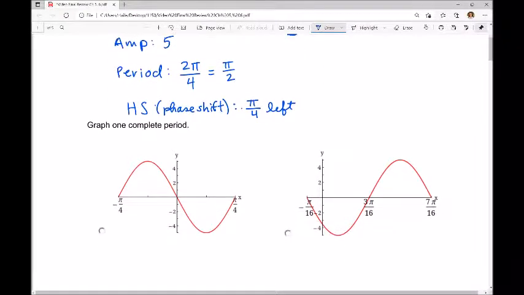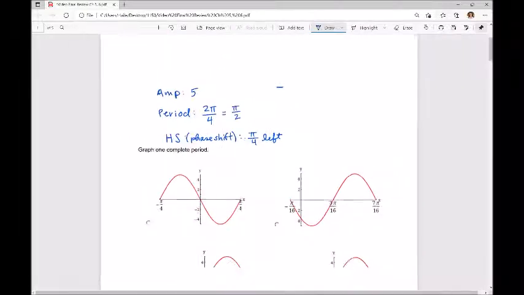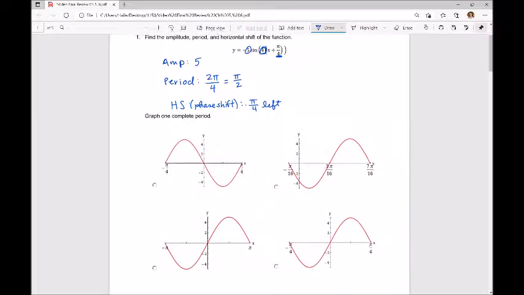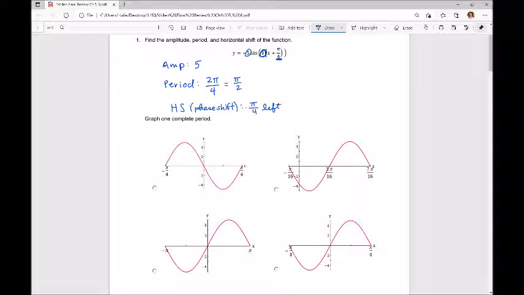Okay, so the next part of this question says to graph one complete period of the function. So let's look at our answer choices. My strategy here would be to eliminate answer choices that clearly will not work. The first one that I see that won't work is this one down here. Because if we look from -pi to pi, this x-axis is a distance of 2 pi, but we said that our period was pi over 2. So this graph can't be the graph we're looking for.